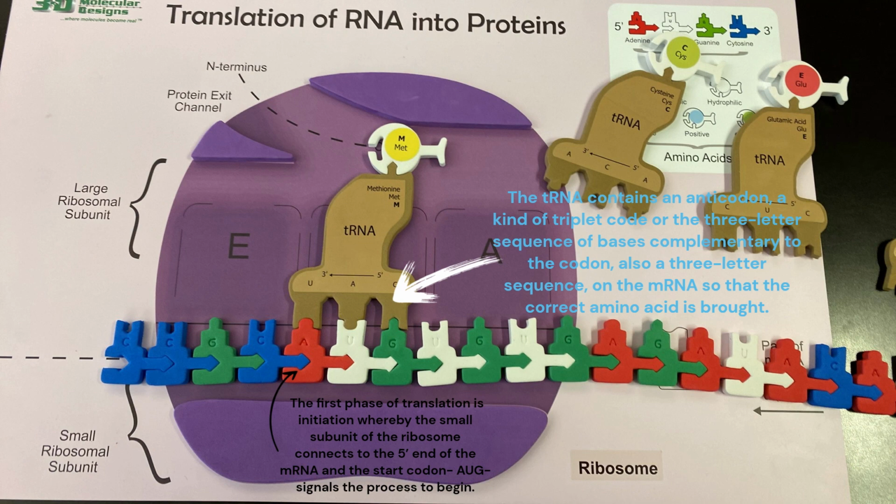The tRNA contains an anticodon, a kind of triplet code, or the three-letter sequence of bases complementary to the codon, also a three-letter sequence on the mRNA, so that the correct amino acid is brought.